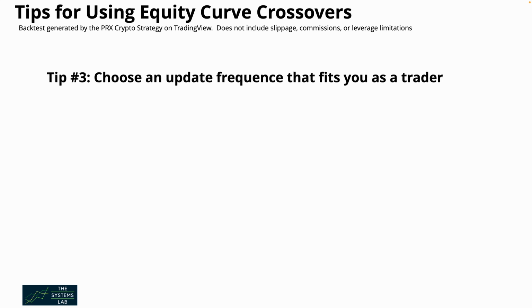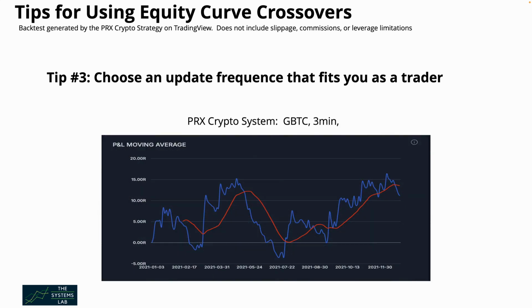Tip number 3 is to choose an update frequency that fits you as a trader. So for example, to look at the chart we were looking at earlier, the blue equity curve is end of day equity. So that means for me trading this system, I only have to update my equity curve and the SMA one time per day, even though I'm trading on 3-minute bars, and I can get a lot of trades in one day. It takes me about 8 minutes to update this chart at the end of every day. So it's really no big deal at all, and it's well worth the reduced drawdown, the enhanced system performance.